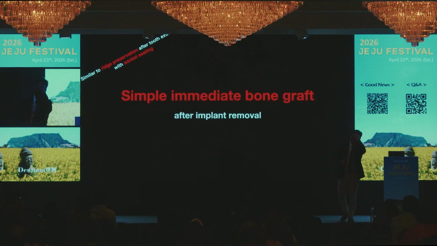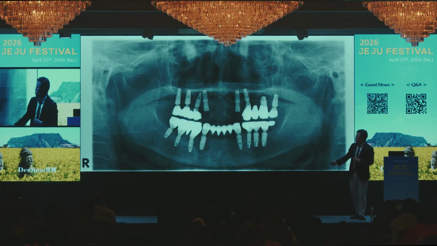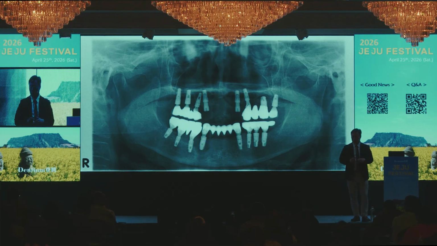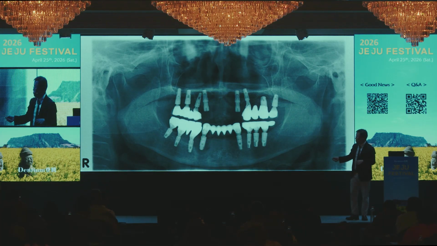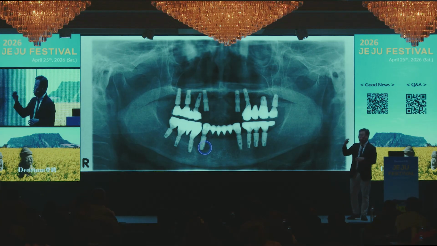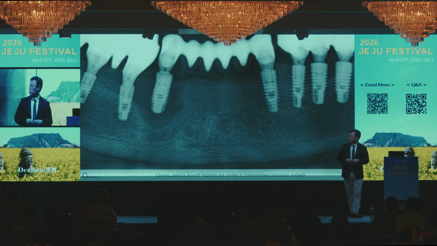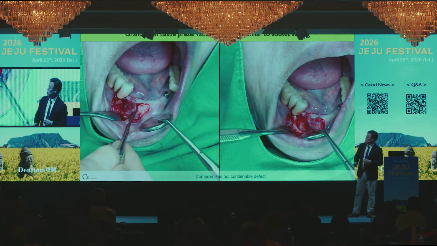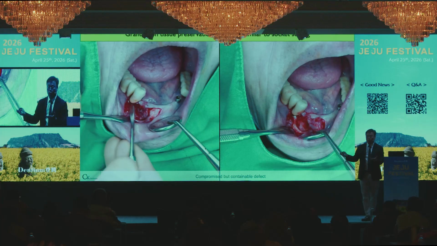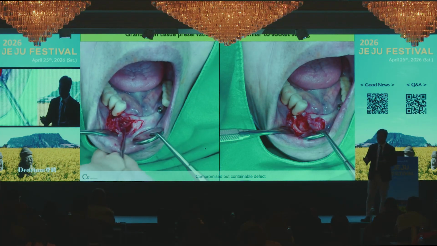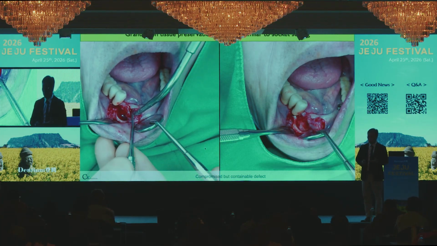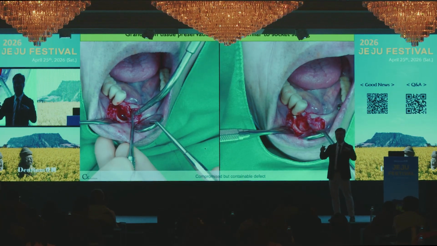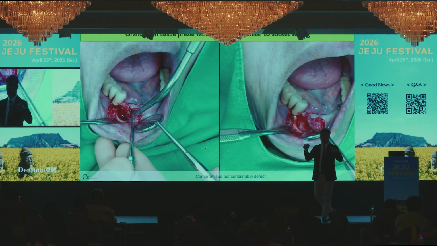This is one case of simple immediate bone graft. I had to remove this implant. I don't think anybody would disagree with removing the implant because most of the bone beyond the implant length was lost. This is the line of the bone defect. Because this is a well-defined defect, the granulation tissue could be removed and separated from the defect, which means we can apply the bone graft in the defect. As long as we can remove the granulation tissue perfectly, we can apply bone graft.